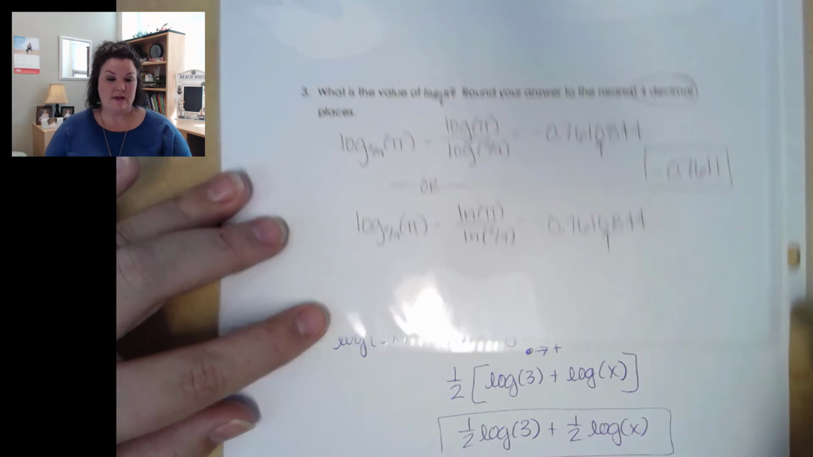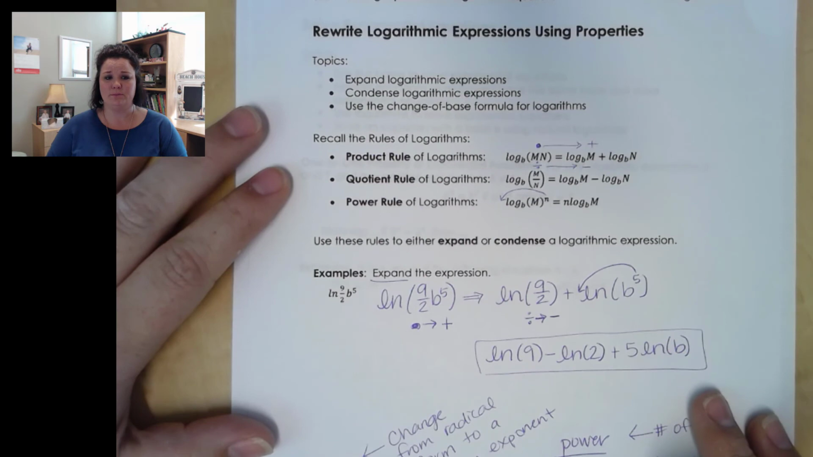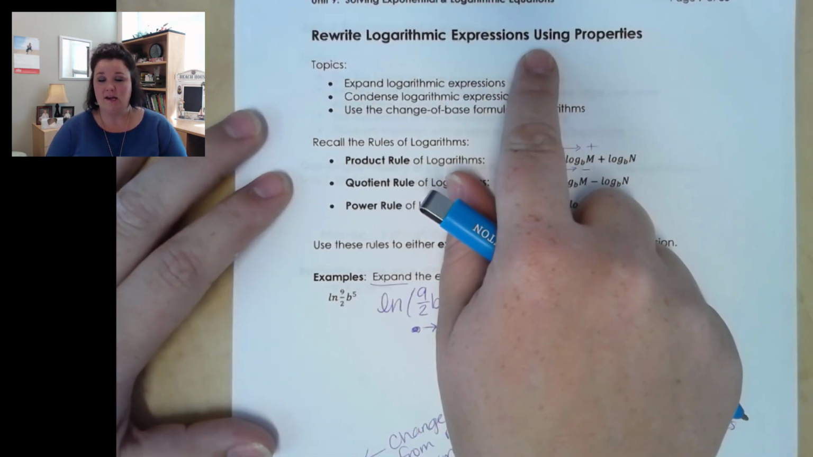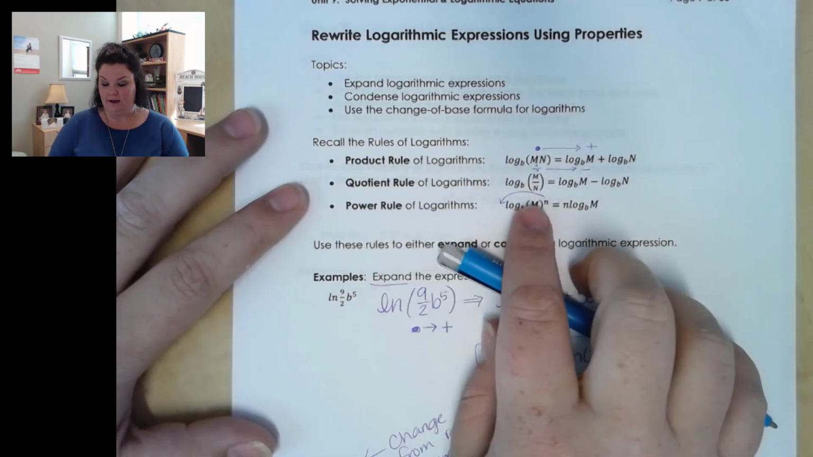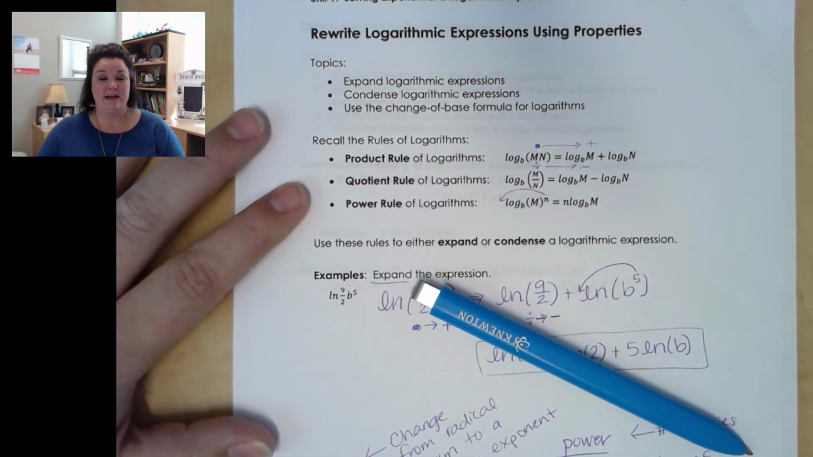Okay, so that is the end of this section. So you should now be able to complete rewriting logarithmic expressions using properties in your Alta Newton homework. If you have any questions, please let me know. I am happy to help.